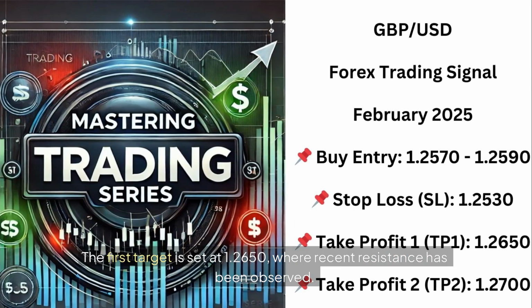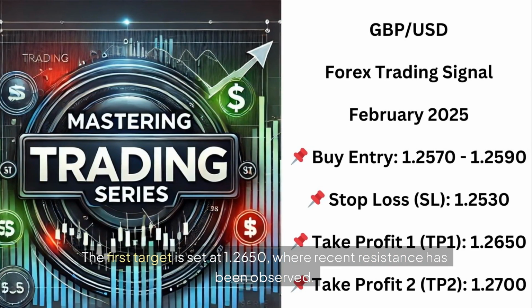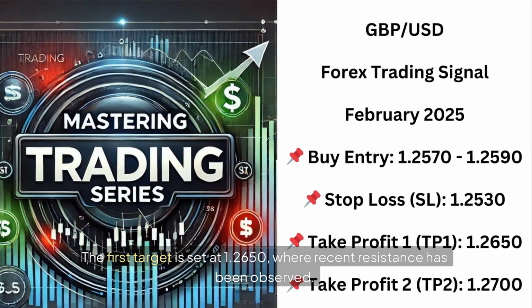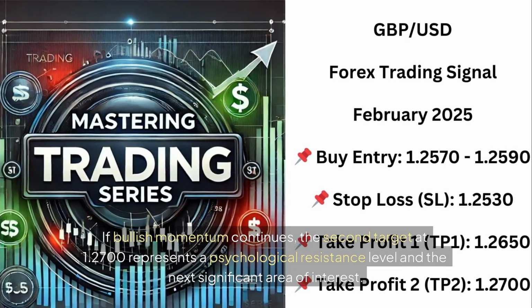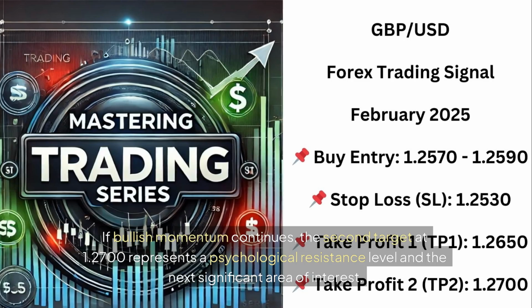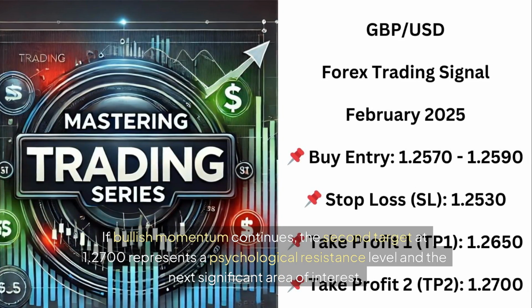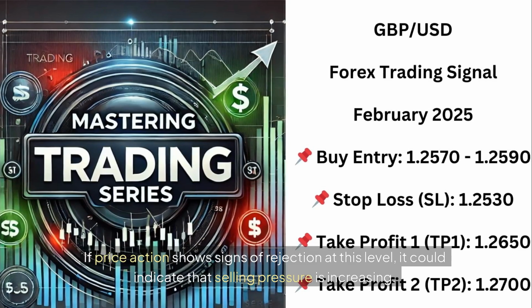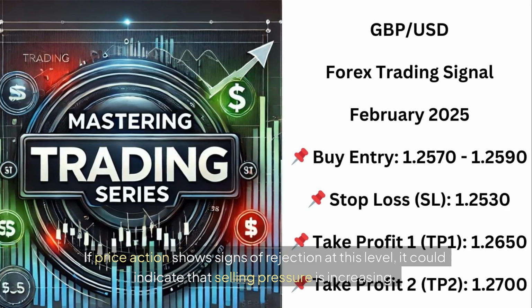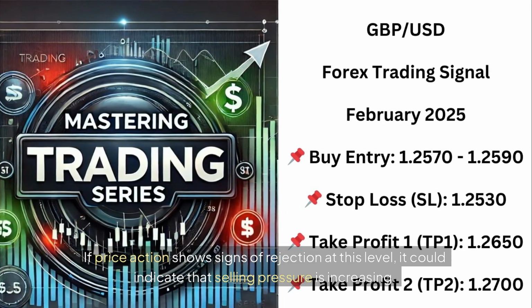The first target is set at 1.2650, where recent resistance has been observed. If bullish momentum continues, the second target at 1.2700 represents a psychological resistance level and the next significant area of interest. If price action shows signs of rejection at this level, it could indicate that selling pressure is increasing.